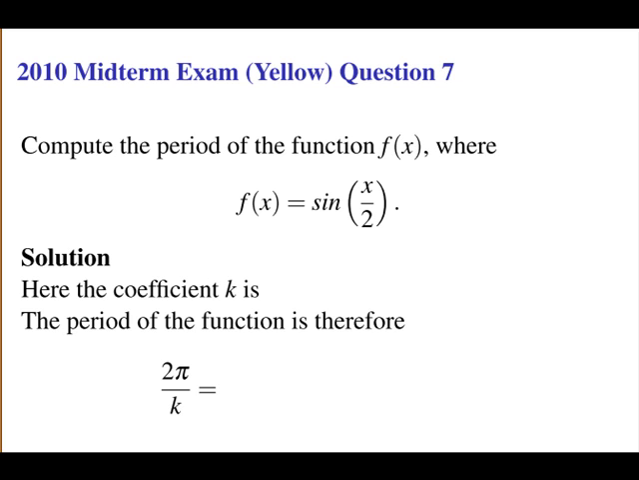Now again, we'll first identify what k is. In this case, k is actually just 1/2. It's useful to note again what 1 over k is. 1 over k is 2. So 2 pi divided by k is equal to 2 pi multiplied by 2, and that is 4 pi. So the period of this function is 4 pi.